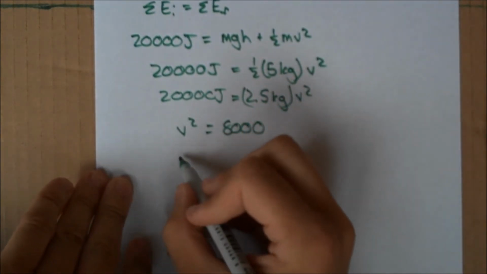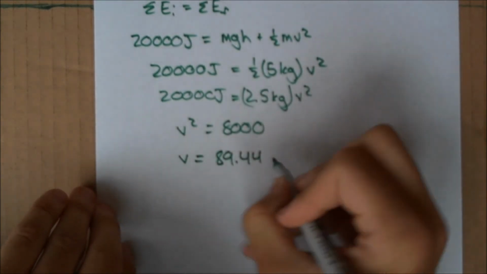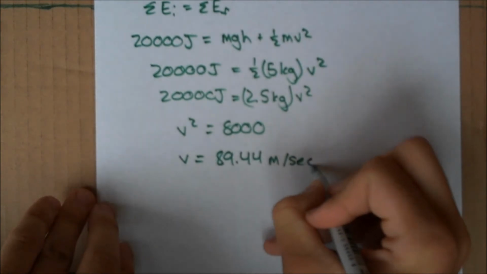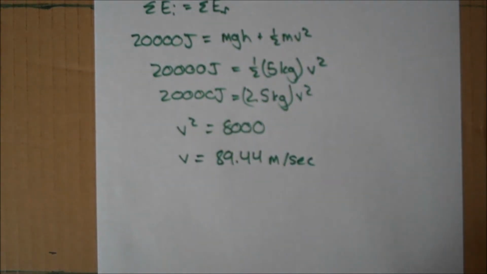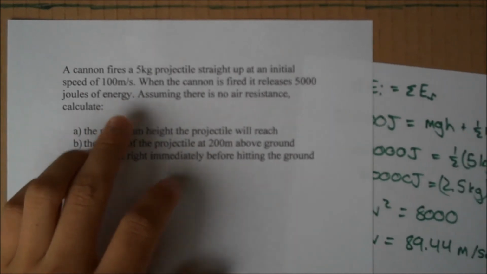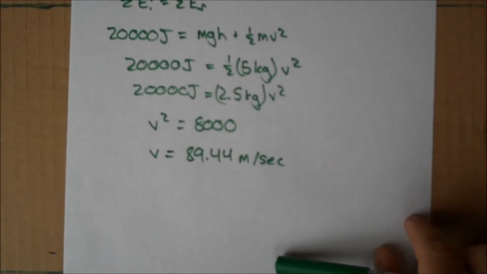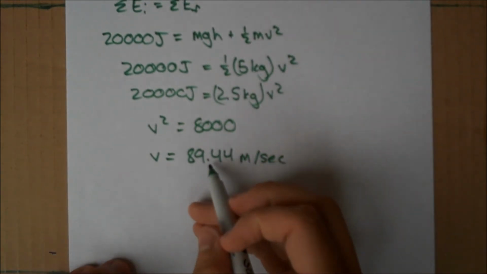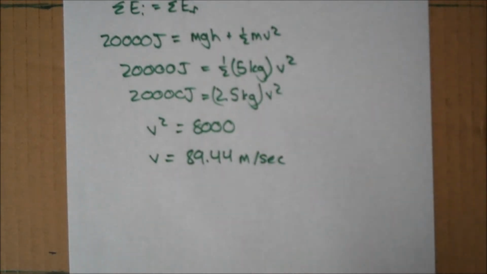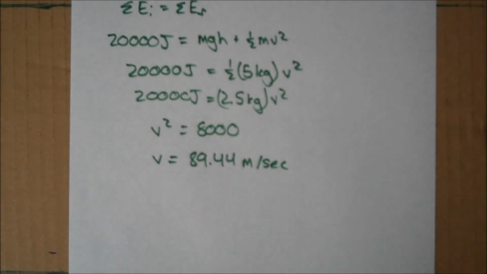And then v equals 89.44 meters per second. We can do a quick check on this. Since we had an initial speed of 100 meters per second when we launched, and we released energy, it's common sense that when it comes down, it will be coming down slower than it initially had. If there had been no release of energy, it would have stayed at 100 meters per second because there was no air resistance. Hope this problem was helpful.